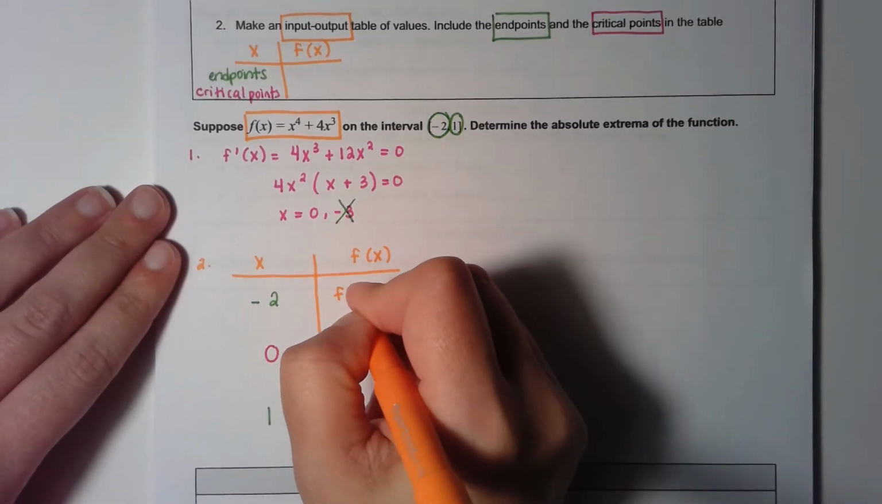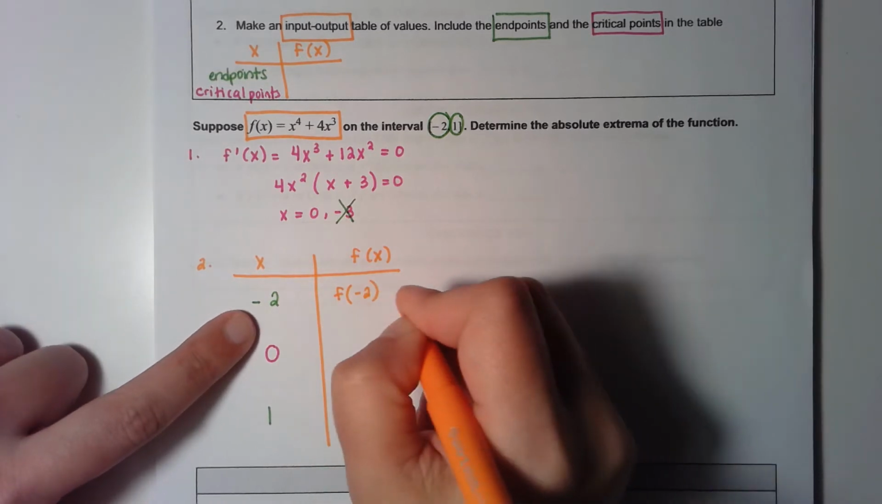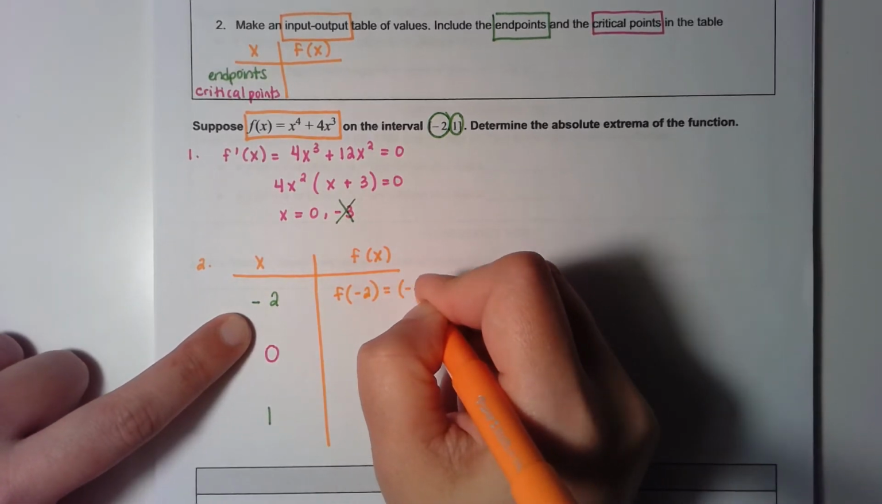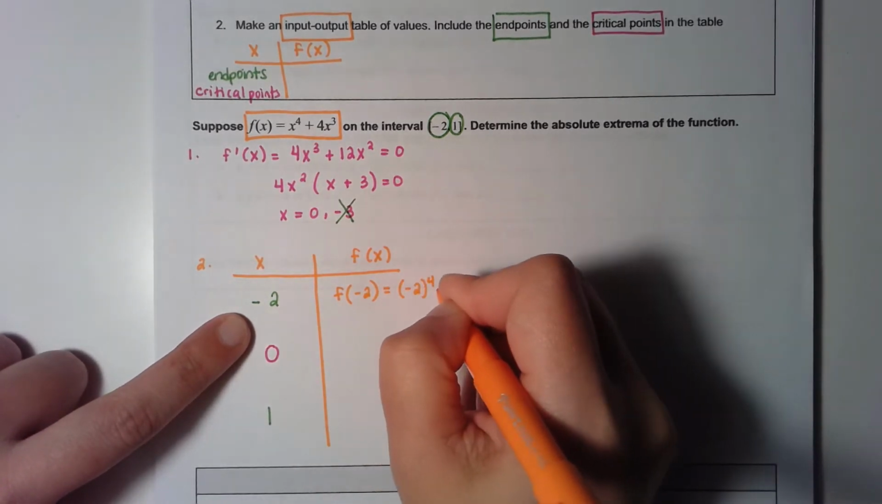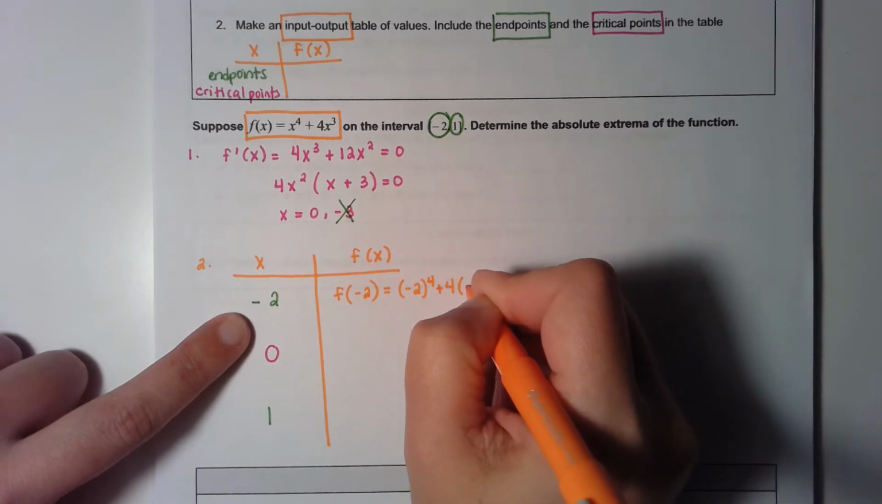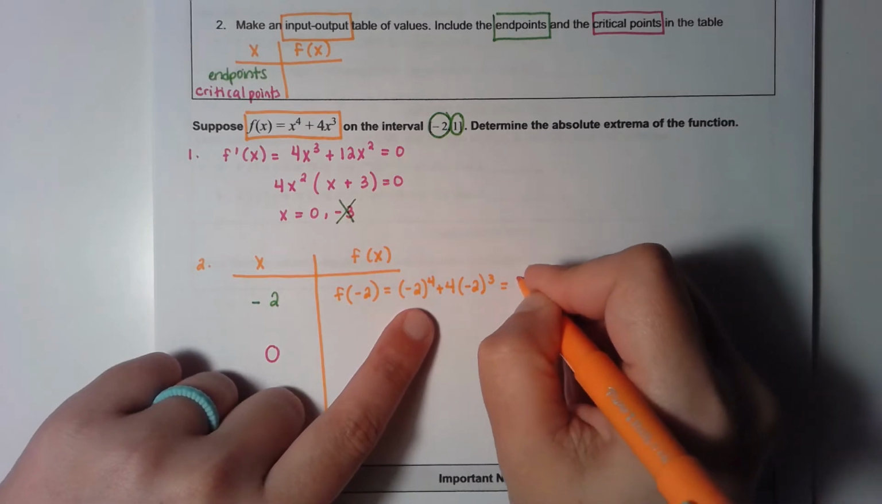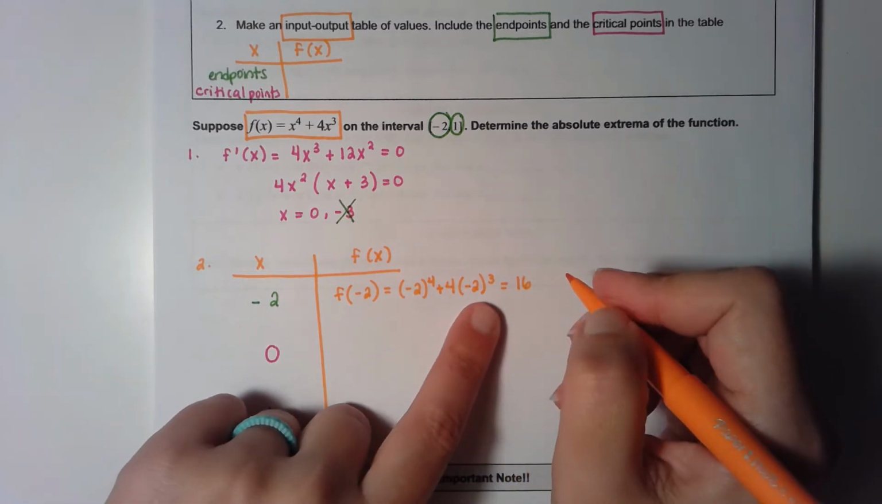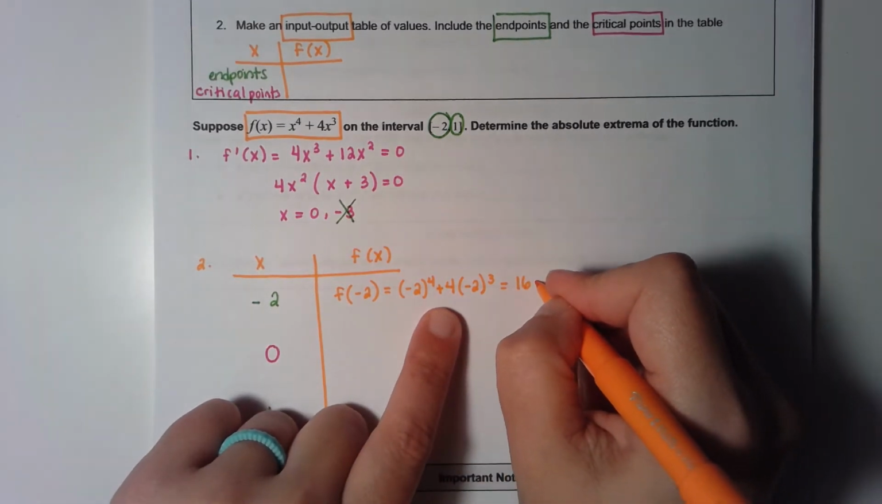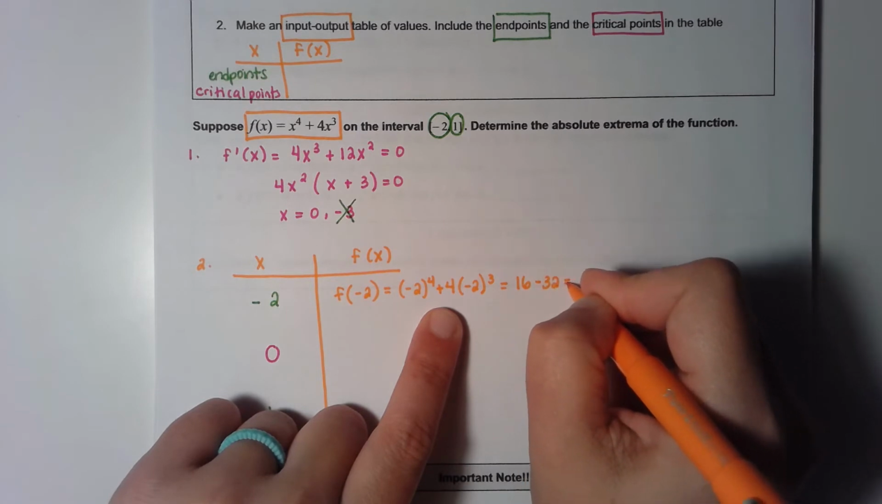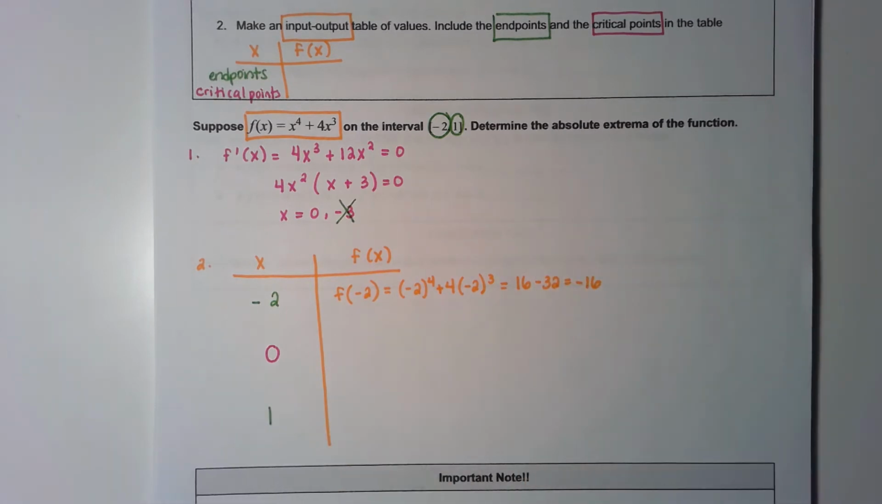So f of negative 2, which is the first number I need to plug in, would be negative 2 to the fourth power plus 4 times negative 2 to the third power. Now, negative 2 to the fourth power is 16. Negative 2 cubed is negative 8, times 4 is negative 32. And so I'm going to get negative 16 here.